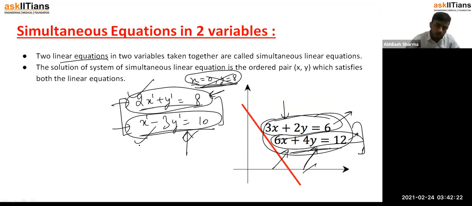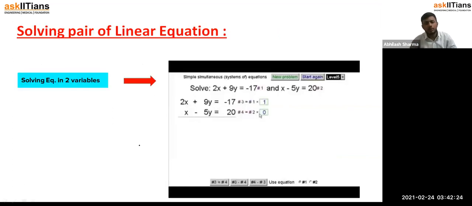Okay, now solving a pair of linear equations, for example, here we are given this kind of an example, that we have two equations. Okay, solve this and this.